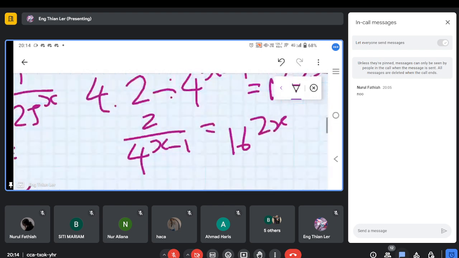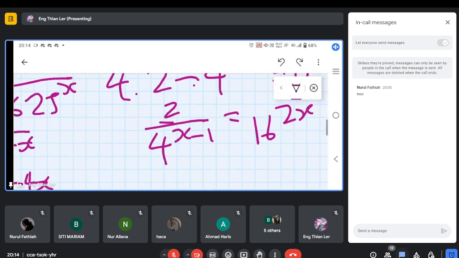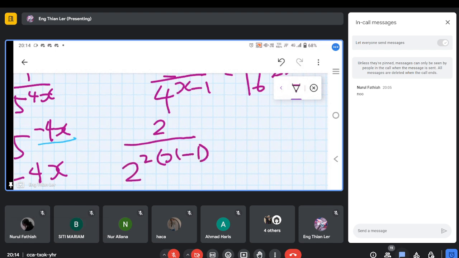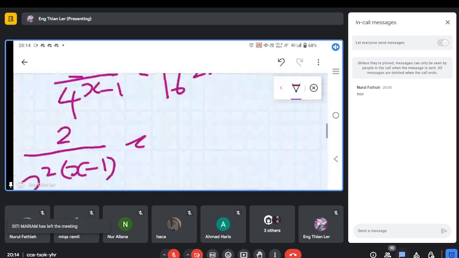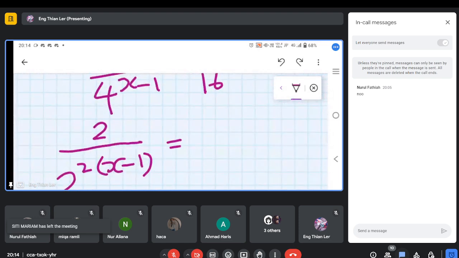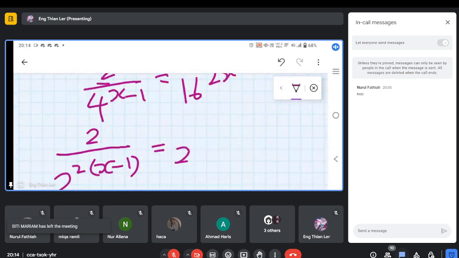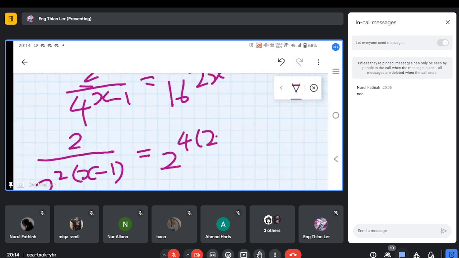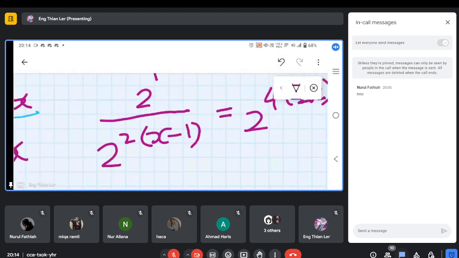Now look at the base. This is 2, this is 4, this is 16. We just let everything become 2, so it will be easier for us to solve. Now this is 2 square to the power x minus 1. Similarly, 16 is 2 to the power of 4 because 2 times 2 times 2 times 2 is 16. Okay, so now everything is 2.